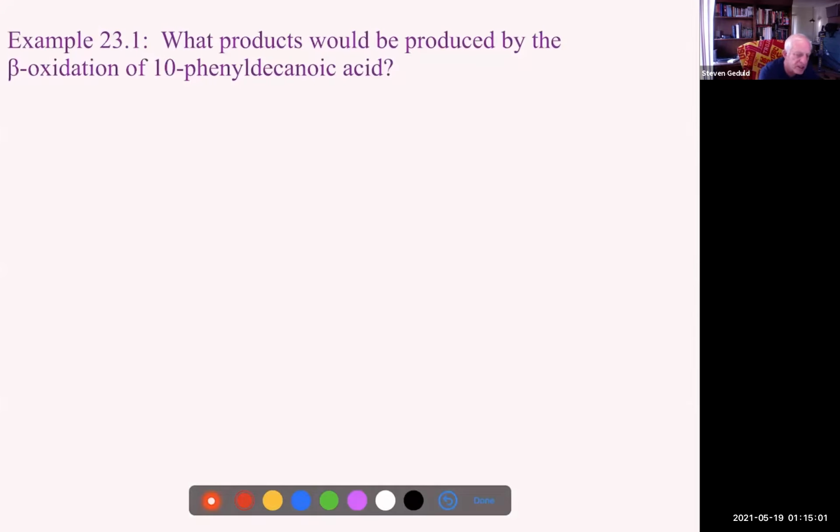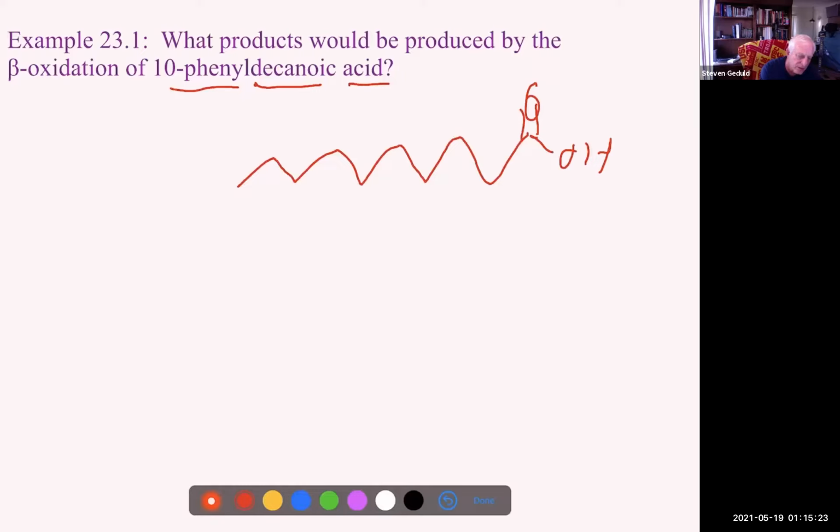So what products would be produced by the beta oxidation of 10-phenyl-decanoic acid? Decanoic acid is 10 carbons. So 1, 2, 3, 4, 5, 6, 7, 8, 9, 10. There's decanoic acid. And at the number 10 position, there's going to be a phenyl group. Your phenyl is a benzene ring.